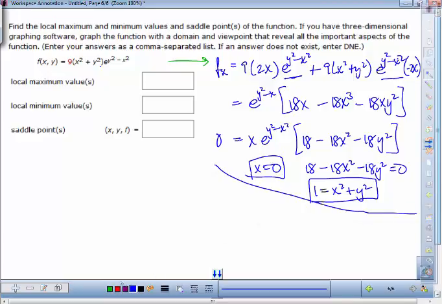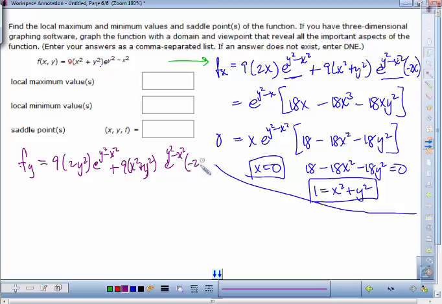All right, that was hard. Now let's do the next one. The next one is taking the derivative with respect to y, which is going to give us essentially the same thing. So we have 9 times 2y squared e to the y squared minus x squared. So derivative of the first times the second plus the first times the derivative of the second, e to the y squared minus x squared times negative 2y this time.